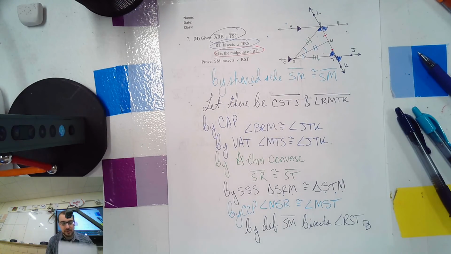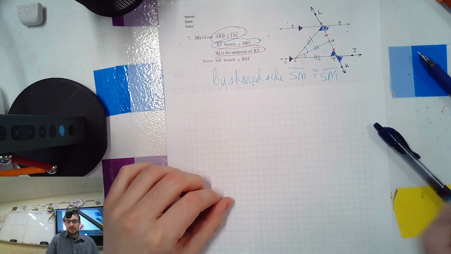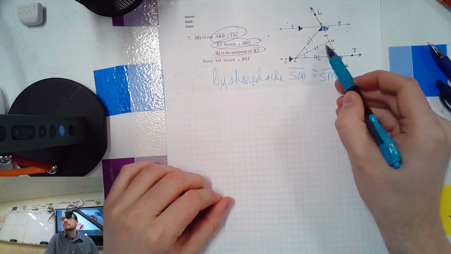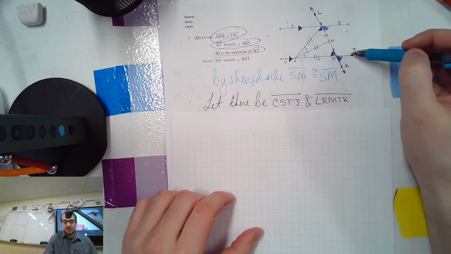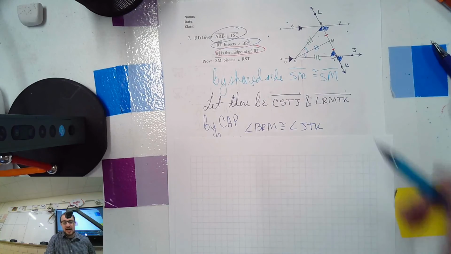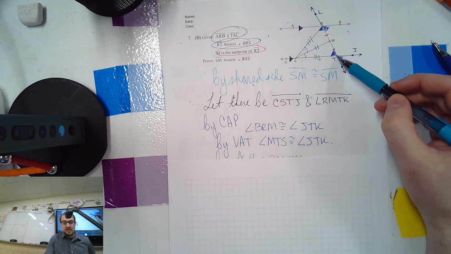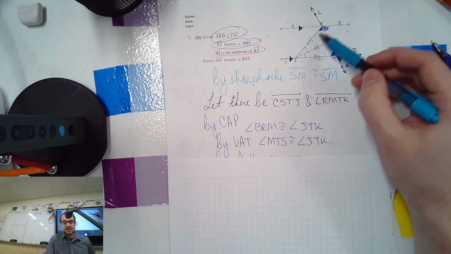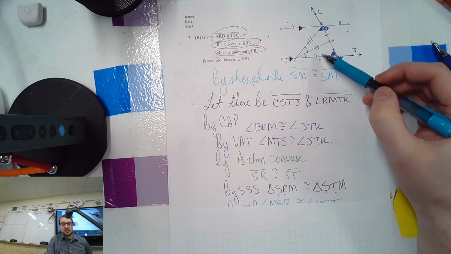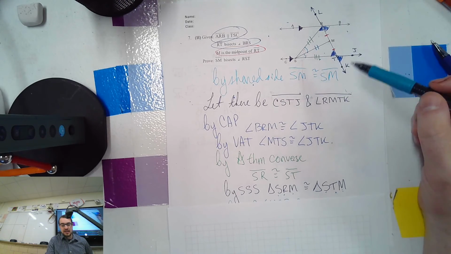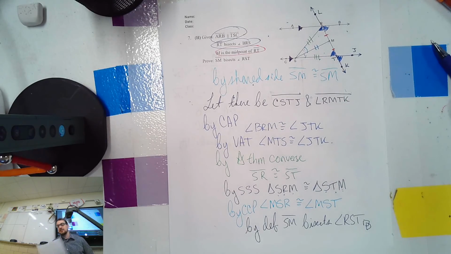First off, everybody see the shared side? Then we said, let there be extended lines. Then by CPCTC, these angles are congruent, and by vertical angles, these are. Then we got these sides by seeing that this is an isosceles triangle. And then by side, side, side, the triangles are the same. If the triangles are the same, then the angles are the same, and by definition, that's a bisector. I'll see you tomorrow.